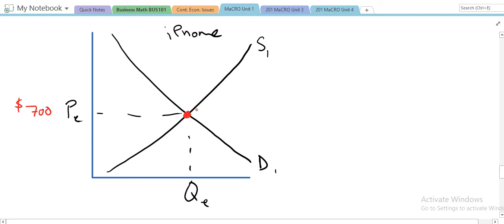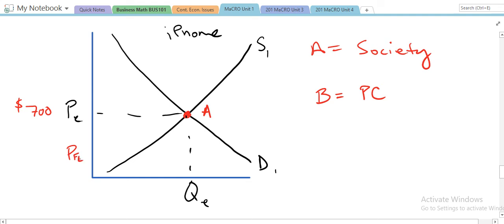And let's say at point A, this is what society wants, right? This equals what society is willing and able to pay for an iPhone. Well, let's say the government comes in and says, that's too expensive. We are going to legally mandate a price ceiling here. And we're going to say that it's $300. And we're going to put the ceiling in right here. Okay, that's our price ceiling.